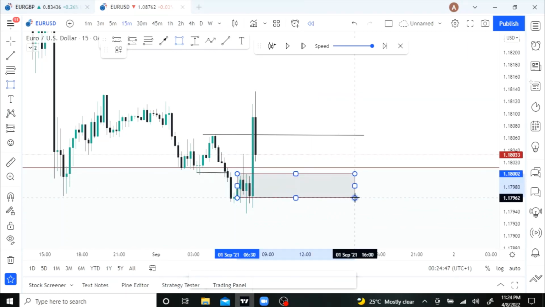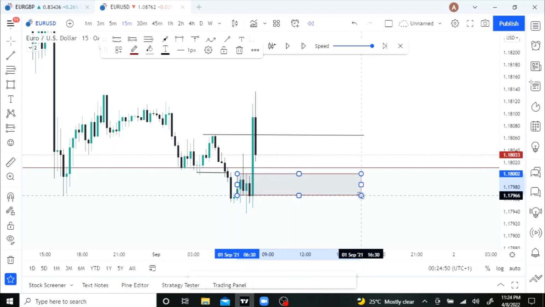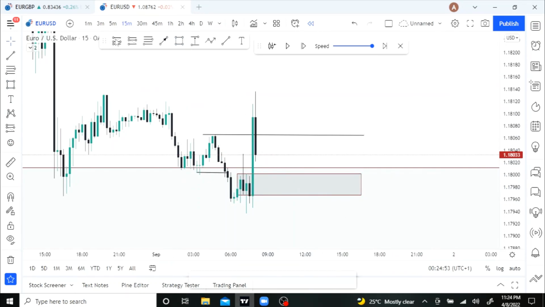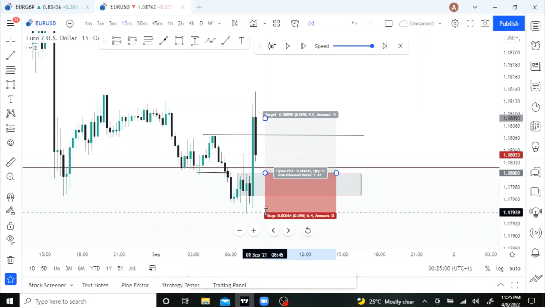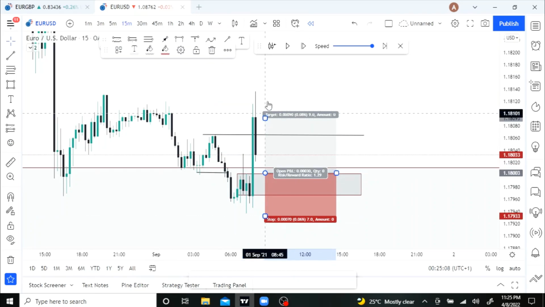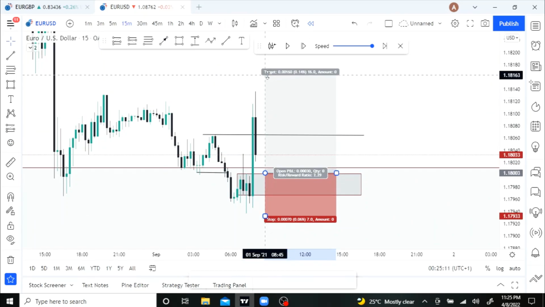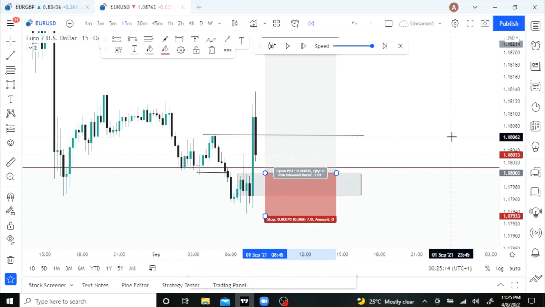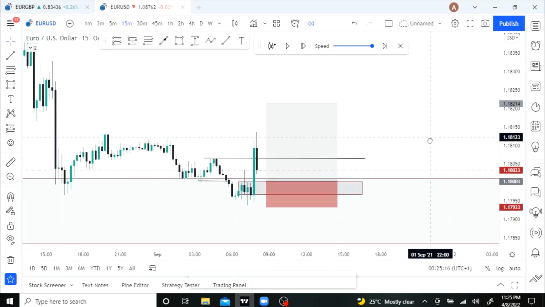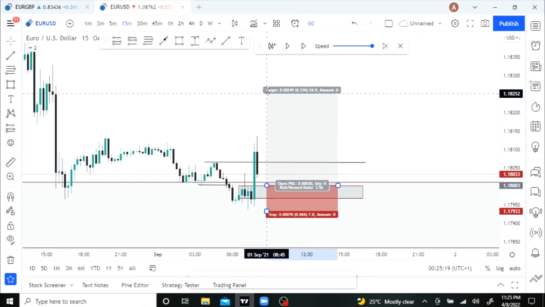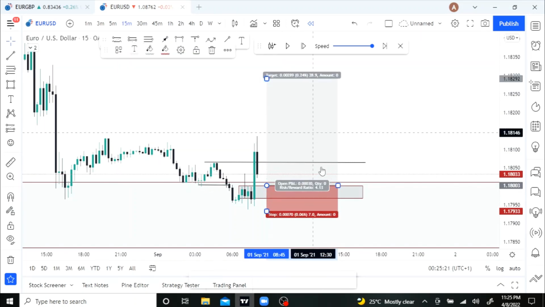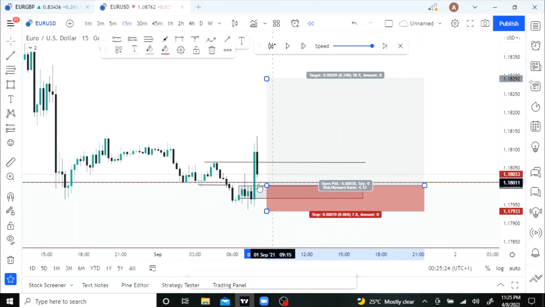So there's my demand level or order block. I'll place my long entries there. I like to put the stop loss just below the zone, and this is a 7 pip stop loss. So let's target 4R or 3R. Let me go for 4R since the stop loss is very tiny. Okay, let's see if price plays out.